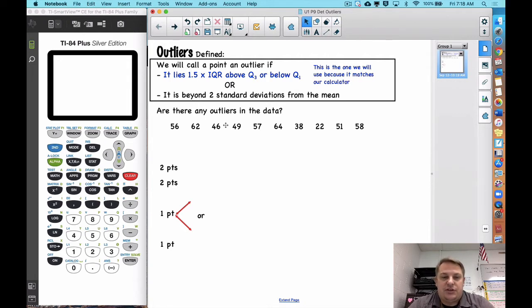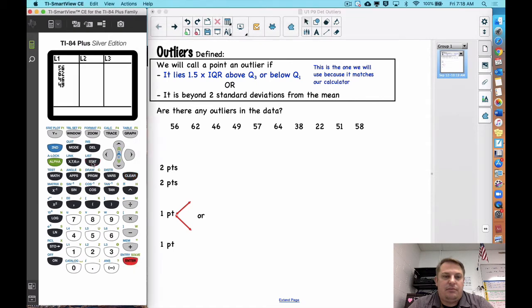So, first thing is to just type in your numbers. Mine are already in here. And like I mentioned, one thing you can do to help yourself is go to your plots, turn on a box plot. So turn the plot on, make sure you choose the one with outliers, make sure you have the right list, and then hit zoom 9 like we did in that other video. And there's my box plot. And we can already see, yep, there's an outlier because it's plotted separately. You can hit your trace button and you could find all these if you want. And so we already know that this point of 22 is going to be an outlier.